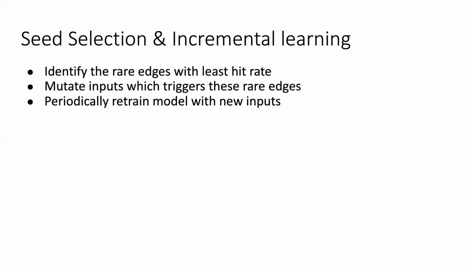The last stage of MTFuzz is seed selection and incremental learning. After identifying the hot bytes, we choose the input which triggers the rare edges to mutate. The rare edges are those edges with least hit rate. Then we add inputs with new edge coverage into our training corpus to perform incremental learning.